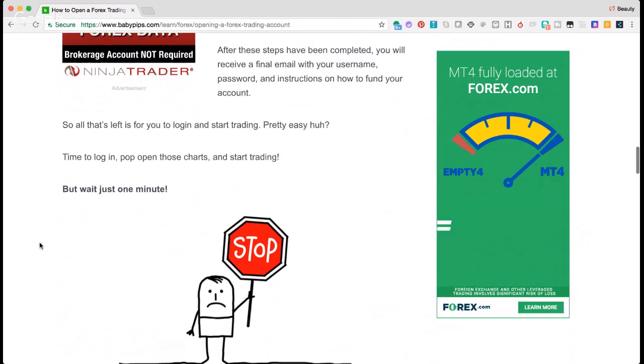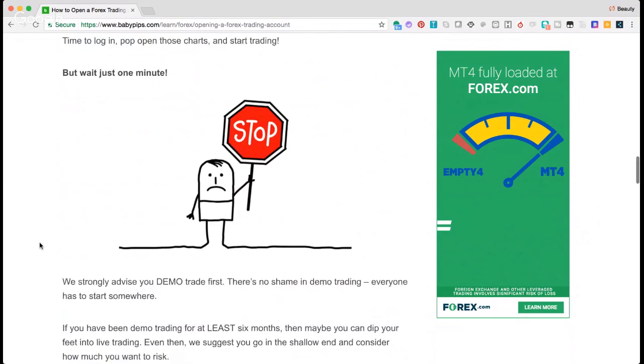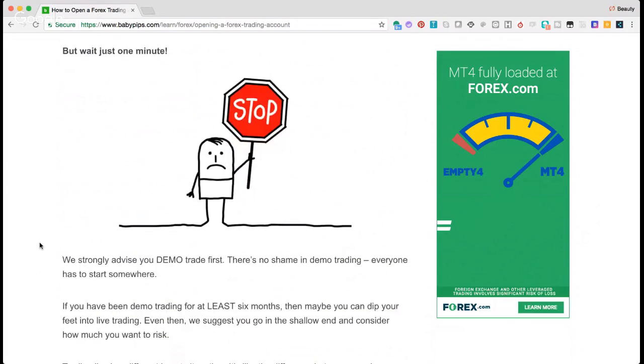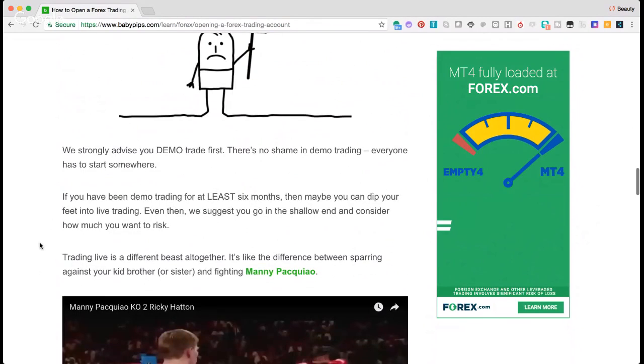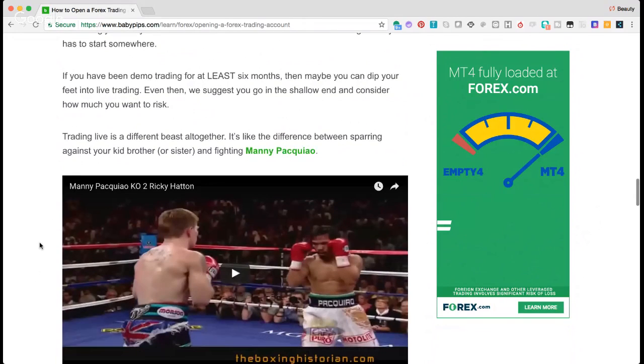But wait just 1 minute. We strongly advise you demo trade first. There's no shame in demo trading. Everyone has to start somewhere. If you have been demo trading for at least 6 months, then maybe you can dip your feet into live trading. Even then, we suggest you go in the shallow end and consider how much you want to risk.